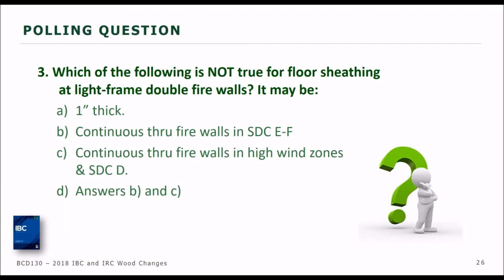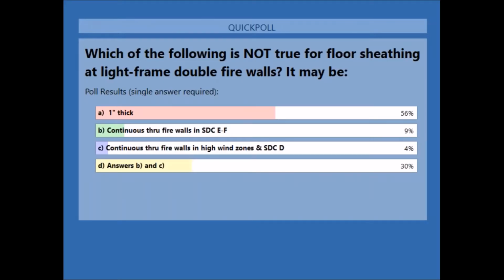All right, so 56% say it may not, or it may be 1 inch thick. 30% say both answers B and C, that it should be continuous through firewalls in SDC E through F, and that it can be continuous through firewalls in high wind zones and SDC D. All right, so Michelle.